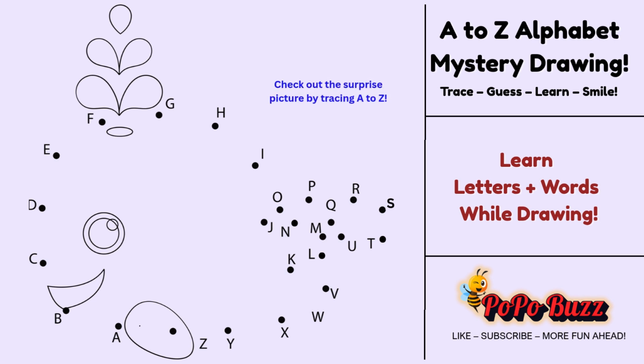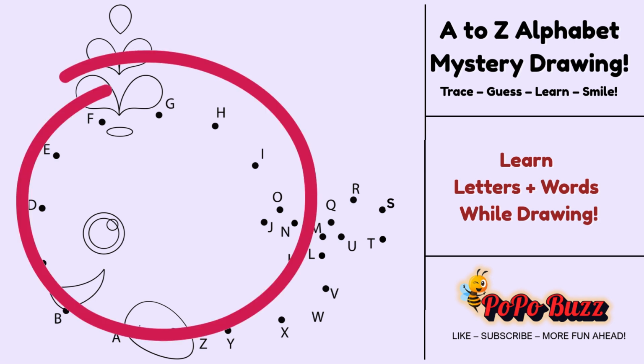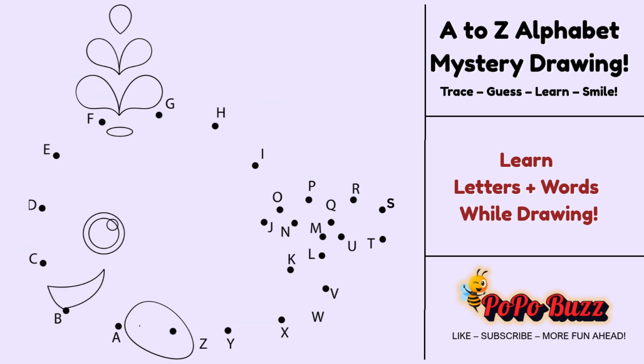Hello, my curious little artists. Today we're going on a magical alphabet adventure. But this isn't just about singing ABC. We're going to trace each letter from A to Z, one by one, in a special order. And guess what? Every time we connect a letter, we're also connecting a tiny piece of a secret picture hiding in the dots. But shh, we don't know what that picture is yet. It's like a hidden alphabet treasure map.